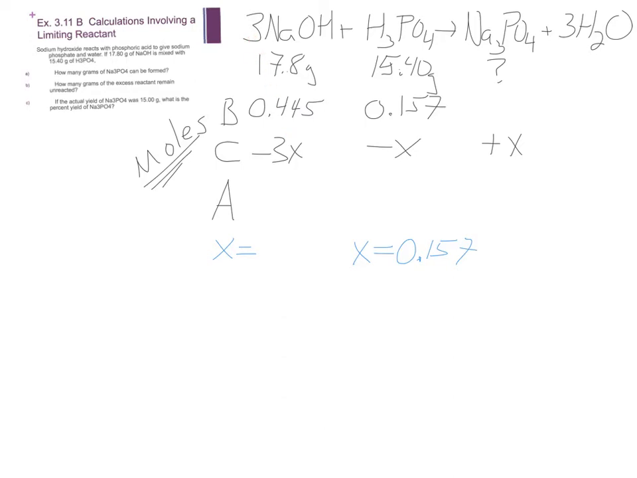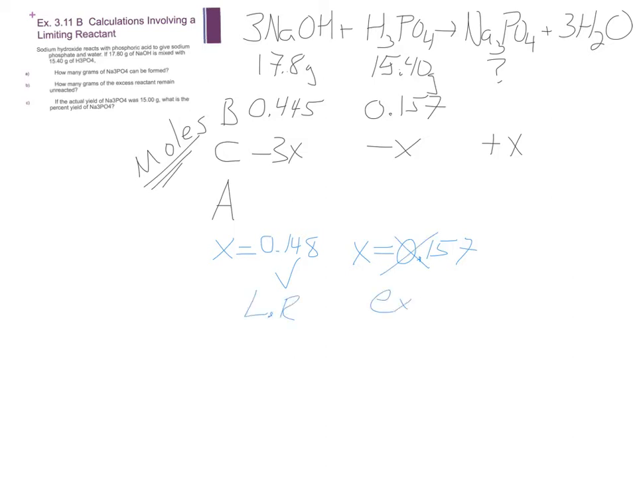So if we want to compare it, let's divide it by 3. And that's going to give me 0.148. Okay, so we compare these. Only one of them is the real answer. It just gives me a way to compare them. Which one do I have less of? Which one is going to disappear first? And when we see the 0.148, this is a smaller amount than this, so that is going to be my real x value. This is going to be my limiting reactant.